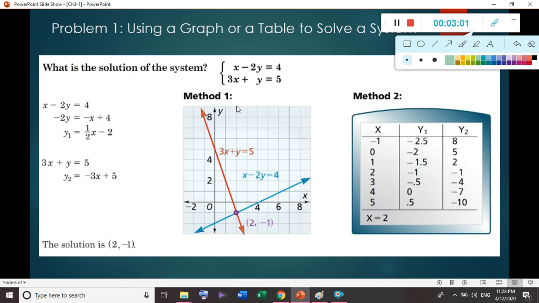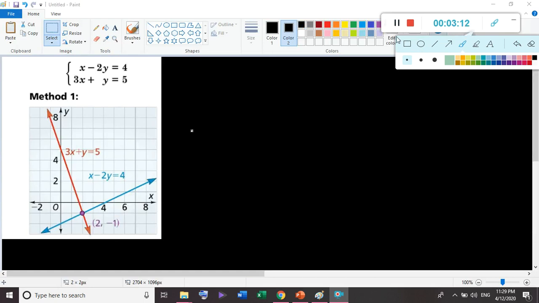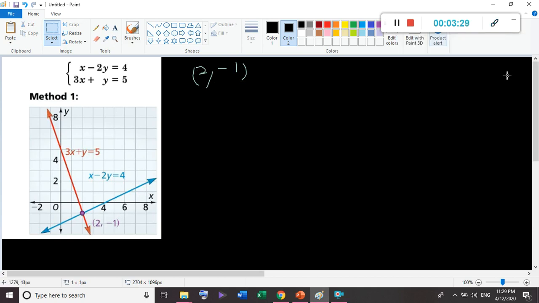Okay, so using the graph, first of all, you're going to graph each equation alone. Then you're going to look at the point of intersection. Let's solve it together. The point of intersection is going to be (2, -1). Let's check if this is a solution by substituting it into the equations.